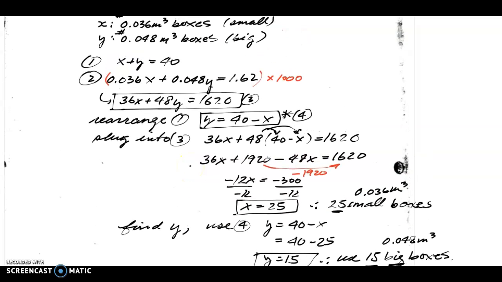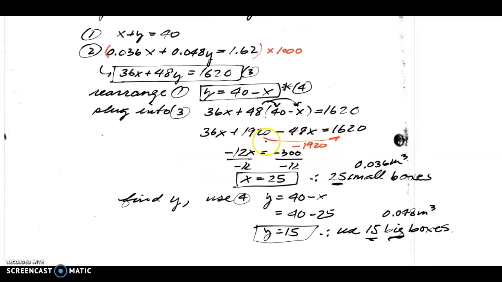So it's actually not that bad. Draw these arrows like I've done. If you're moving things across, for this to disappear you have to subtract it, and you're subtracting it from both sides. You don't have to do it, but I write it in red because I'm keeping a mental note that I'm subtracting it from both sides. I can divide both sides by minus 12. I get my 25. That allows me to use equation 4 and find that y equals 40 minus x. I can now find that it's 15. There we go.